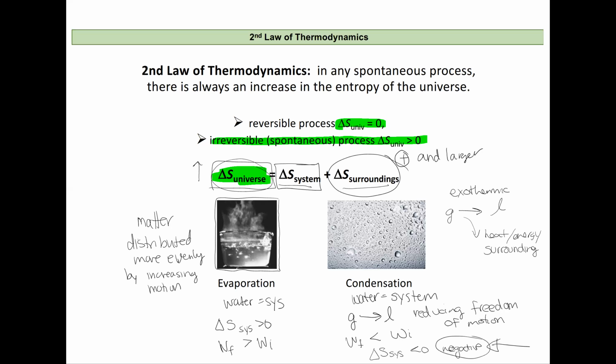That means that the entropy of our surroundings is going to increase as energy is distributed more uniformly, or heat is distributed more uniformly. And so that allows us to have a spontaneous process that doesn't actually have an increase in entropy for our system.